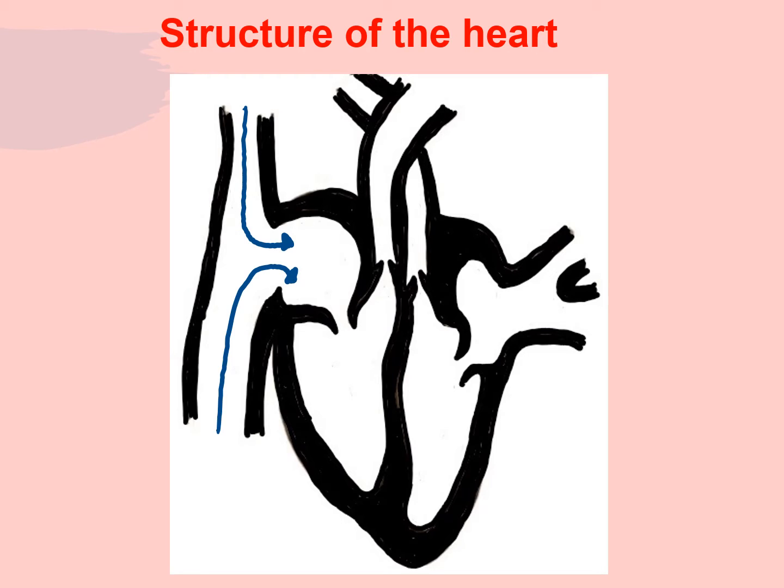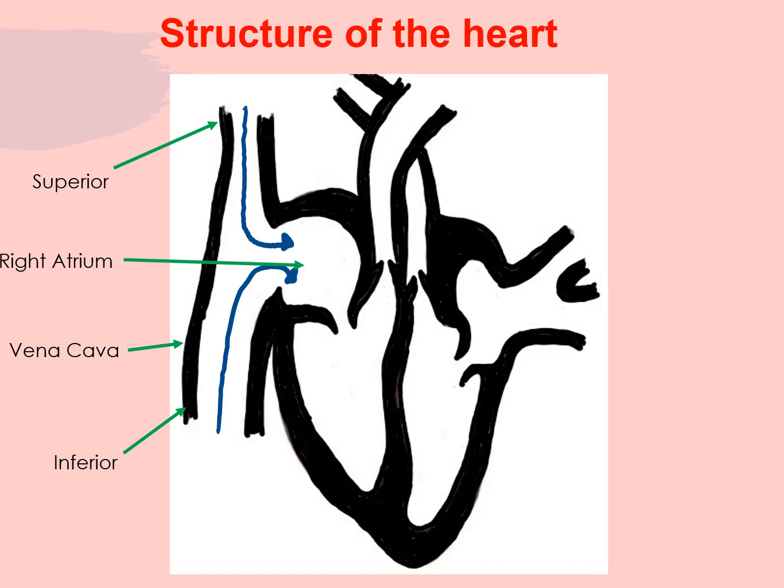Now, the blood comes to the heart using this vessel. This is the vena cava. There are two parts to the vena cava. We have the inferior that brings the blood from below the heart, and the superior that brings the blood from above the heart. This feeds all the blood into the first chamber of the heart, the right atrium.